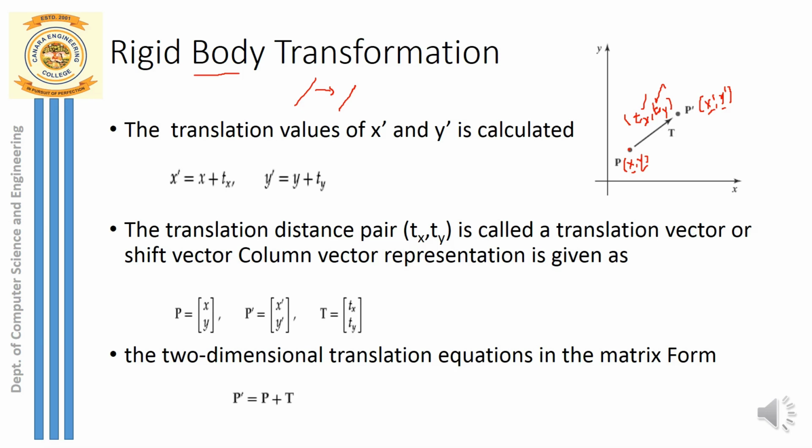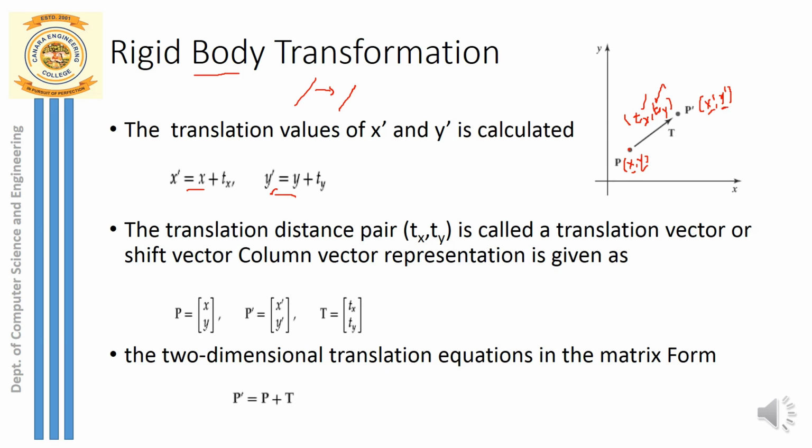So what is this new x dash? X dash is obtained by adding the old x coordinate with the displacement factor, that is Tx, displacement along x axis. So this is how you obtain x dash. And how do you obtain the y coordinate of the translated point P dash, that is y dash?